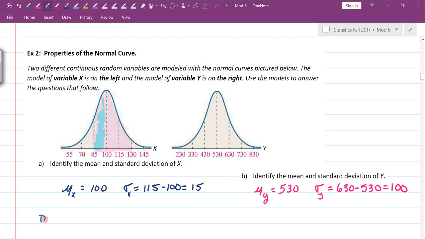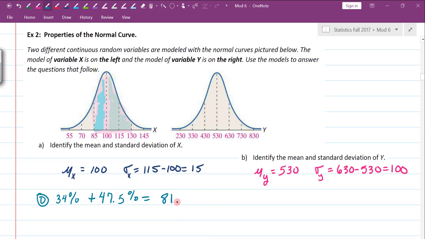So for part D, we're going to have 34% of the data between 85 and 100, and then from 100 to 130 is going to be 47.5%. So we simply add those 2 numbers together, and 47.5 plus 34 is going to be 81.5. So 81.5% of the data is what we would expect to find between the values of 85 and 130. Okay, all based off of the empirical rule.